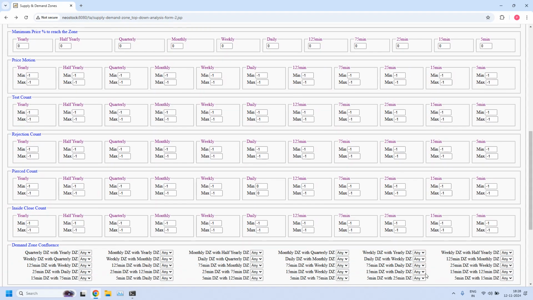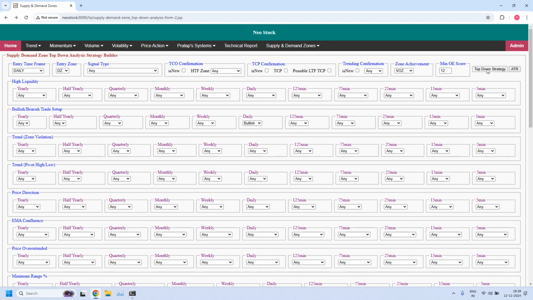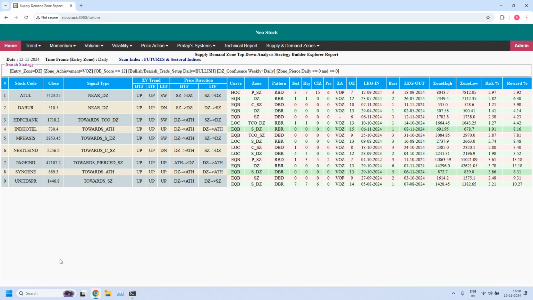In the demand zone confluence, LTF and ITF demand zone, that is the daily and weekly demand zone confluence filter, I am enabling. With this filter, we got 9 stocks. In these 9 stocks, daily demand zones are part of the weekly demand zone. They are having zone confluence, that means overlapped with weekly demand zone. Because the daily demand zone is part of the weekly, and if the weekly demand zone is having weekly EMA confluence, they are a high probability setup because the weekly trend is up.